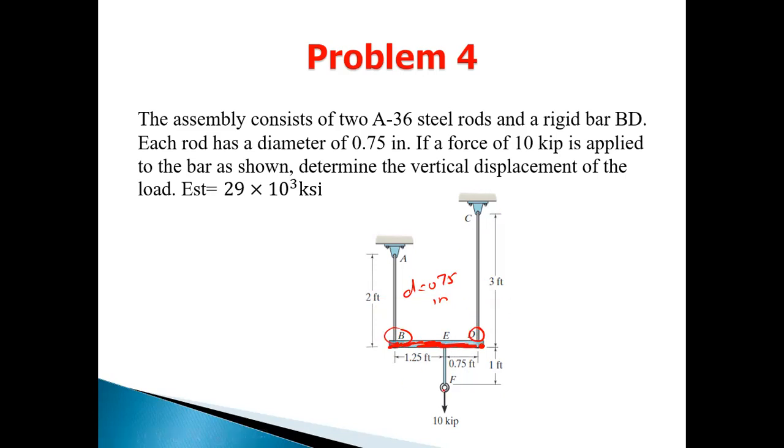If a force of 10 kip is applied on the bar, this force is applied at point E, a new point E, and the value of the applied load is 10 kip. It is not acting on the center of the bar. You can see that it is 1.25 feet from this point and 0.75 feet from this point. So the total length of member BD is 2 feet. The length of wire BA is 2 feet. The length of wire DC is 2 feet. Remember all these points.